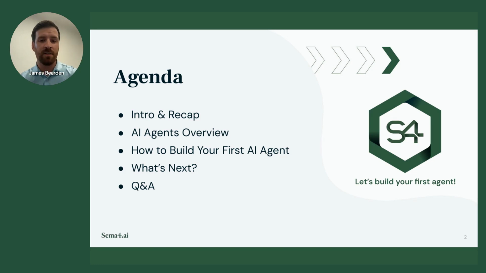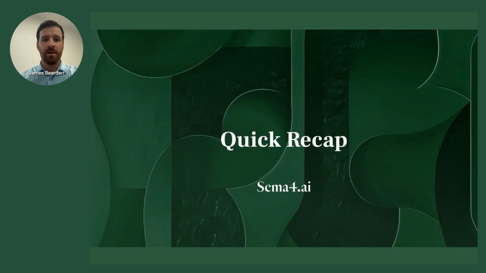Just a very quick agenda for us today. Want to start off walking you through just a quick intro and a recap of our last session. And then we're going to give you a high-level overview of what an AI agent is, what that means to Sema4, and how you can get started. And then we're going to actually walk you through a quick example of how to build your first AI agent. We'll take a look at a high-level use case and how you would approach that to get started. And then we'll talk about what's next and how you can do that on your own. So we're going to just jump right in, team.